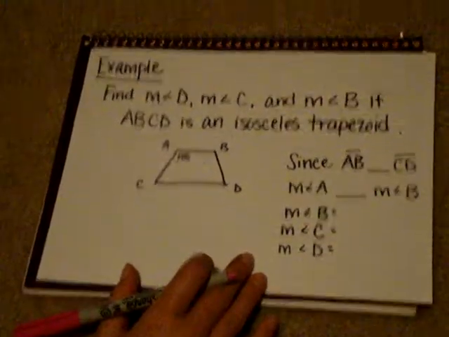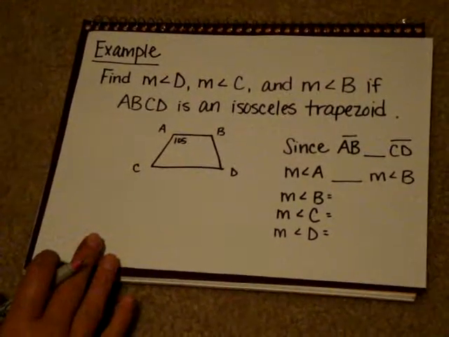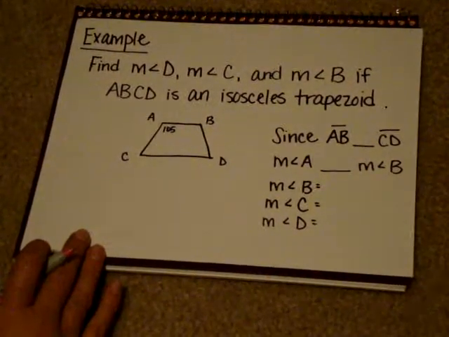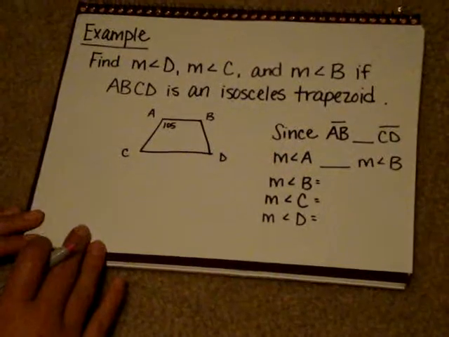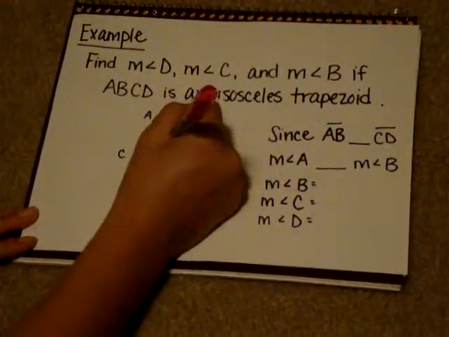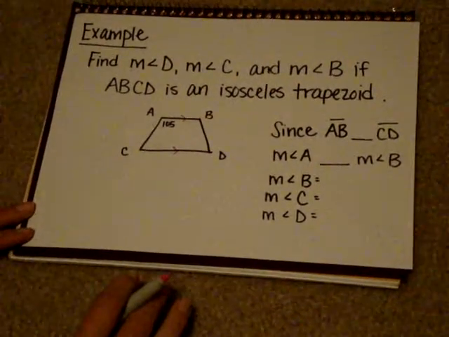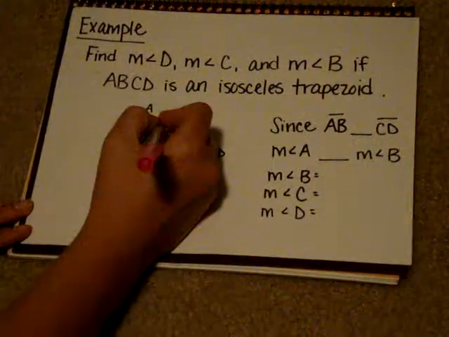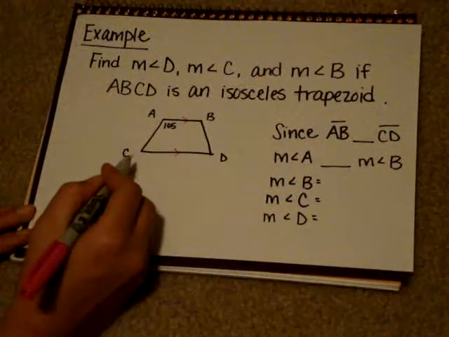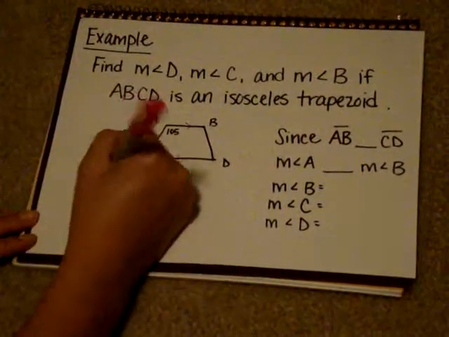First, we are to find the measure of angle D, the measure of angle C, and the measure of angle B, if ABCD is an isosceles trapezoid. Well, by definition of an isosceles trapezoid, we know that AB is parallel to segment CD. We also know that the measure of angle A is 105, which is given. Since angle A and angle C are supplementary angles, that means that their two angles measure up to 180 degrees.